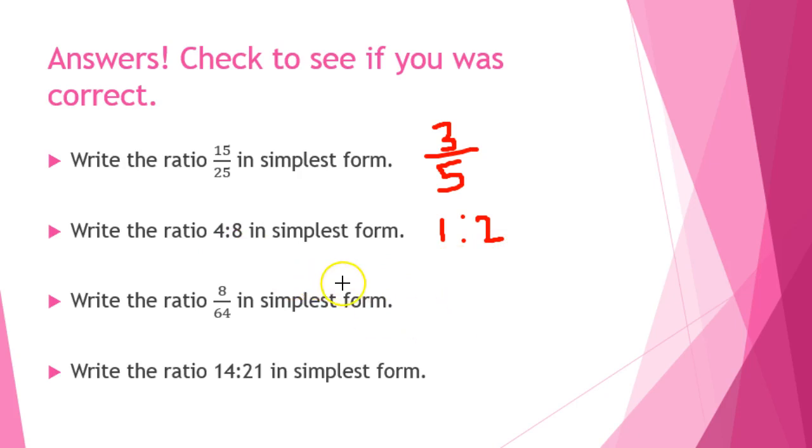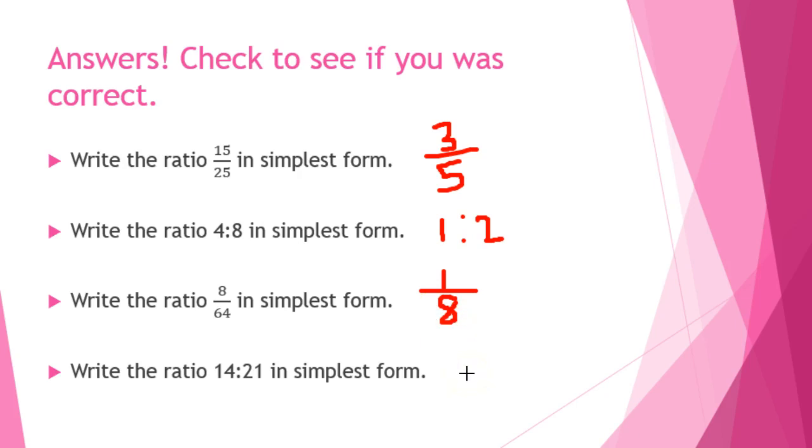And write the ratio of 8 to 64 in simplest form. Again, I use my greatest common factor of 8, and I divide 8 by 8 to get 1, and 64 by 8 to get 8. So 1 to 8 is simplest form for the ratio of 8 to 64.